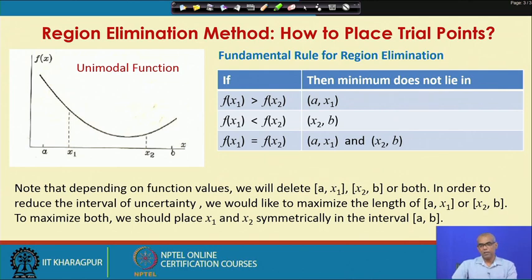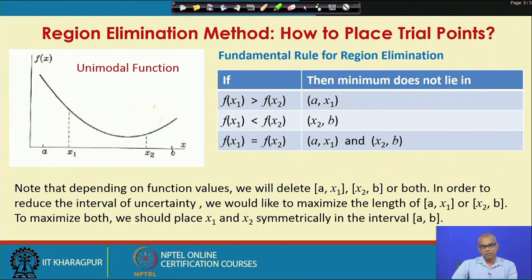This we do by applying the fundamental rule for region elimination. Now, in order to reduce the interval of uncertainty, that means the interval within which the optimum will lie, you would like to maximize the length of a x1 or x2 b. That means, to reduce the interval of uncertainty or to improve the accuracy of the optimal solution, you would like to have the optimal point be bracketed within a small interval.